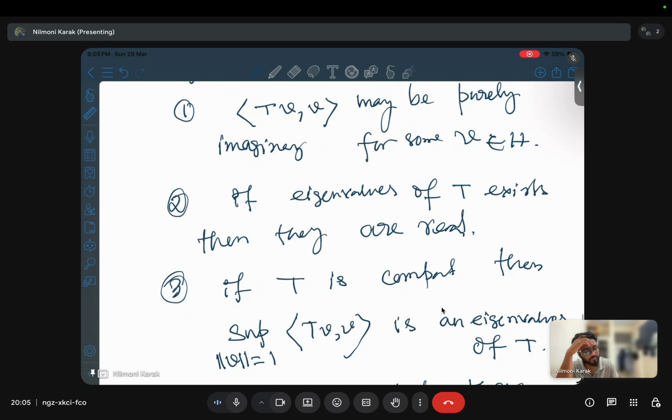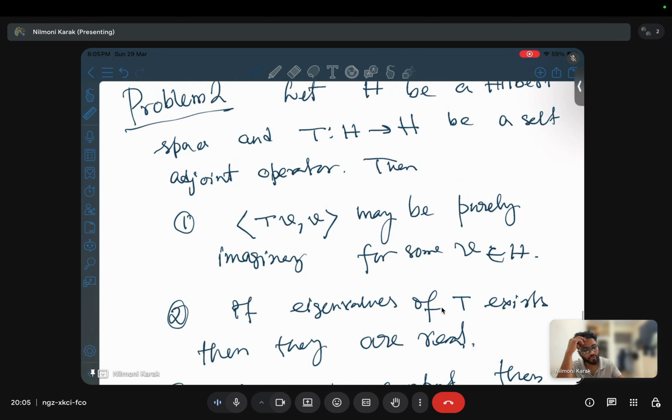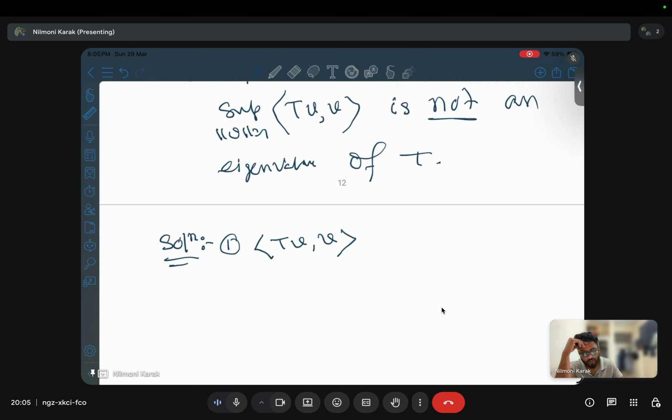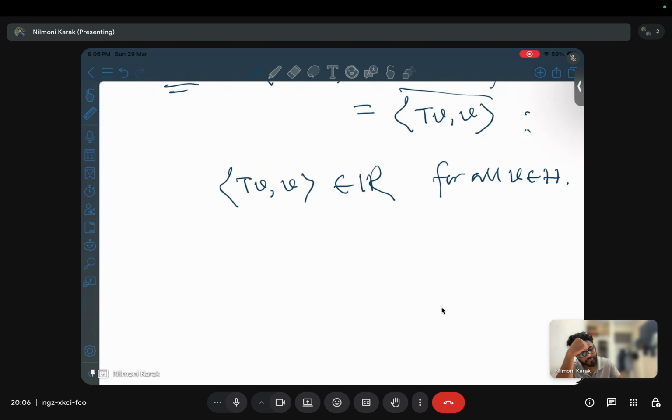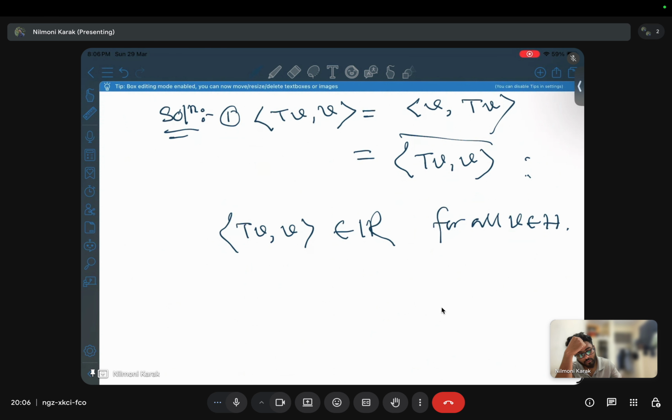So the first question is basically you have a self-adjoint operator T. This is always real by the spectral theorem. So this is <T v, v>. For the real case, this is obviously real. For the complex case, <T v, v> is always real for all v belongs to H. Okay, so one is wrong.